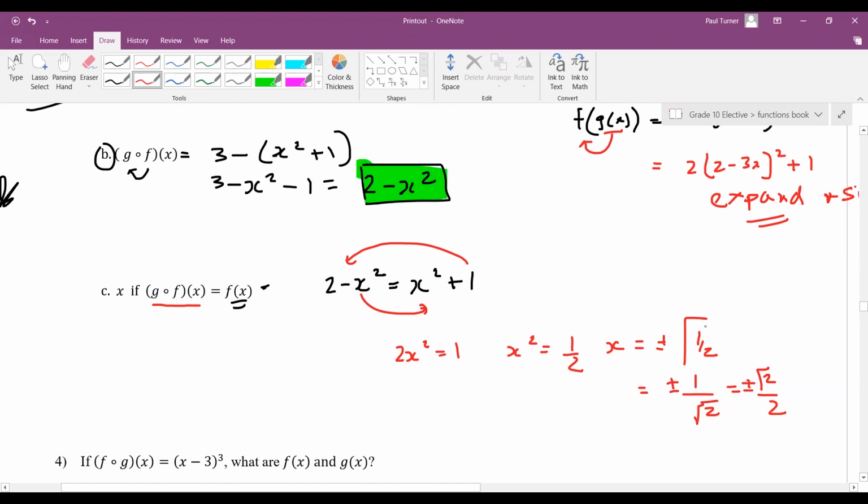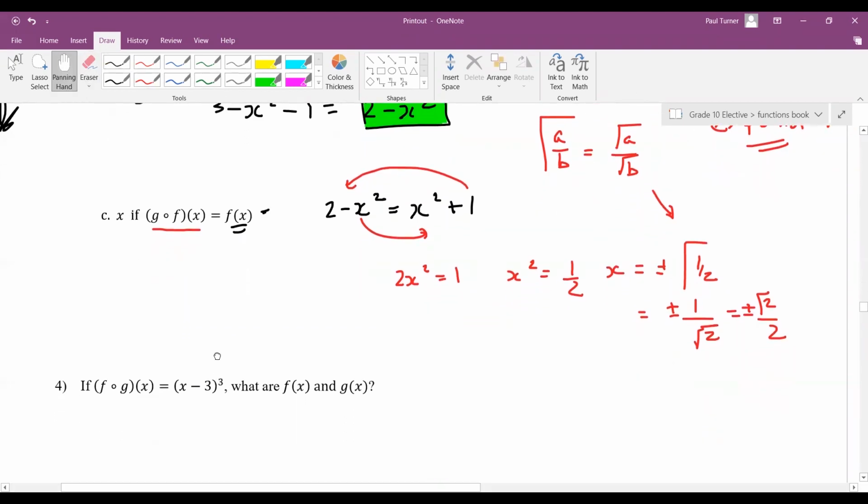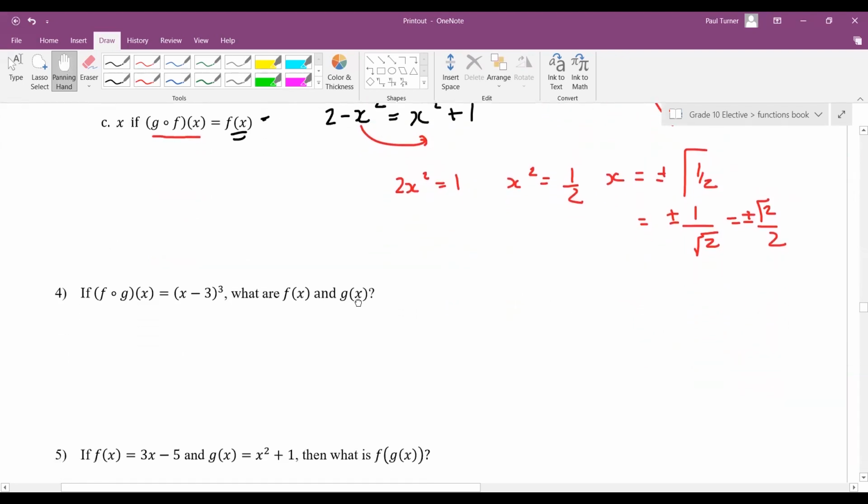So remember, when you're splitting something like this, if you don't have a calculator, if you've got a on b, we can split this as root a on root b. That's what I've done here. So root 1 on root 2, and root 1 is 1 here. Okay, so that's your answer for that one. So check your answer key, it should be in there.